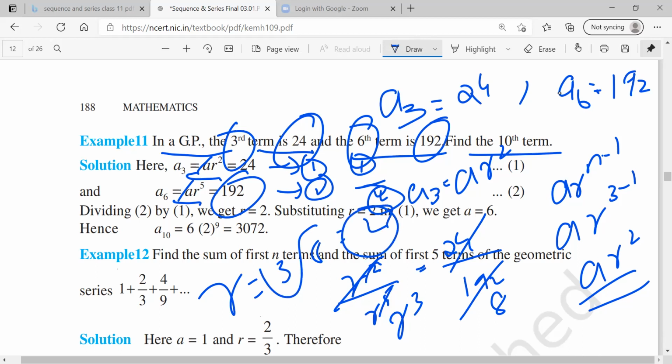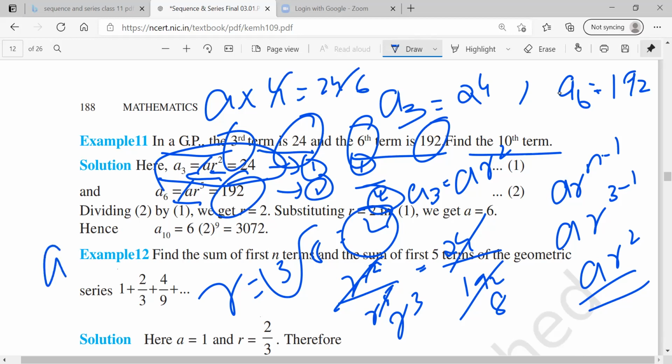Suppose I got R value is 2, how will I get A value? AR square is equal to 24. R already I know is 2. Correct? So A into 4 is equal to 24. So A value is 6. Now 10th term is what? AR power 9, n minus 1. A value is already I got as 6. 6 into 2 power 9. Okay. So 2 power 10 value is 1024. 2 power 9 value is 512. 512 into 6 is 3072. So that's how we get this answer.